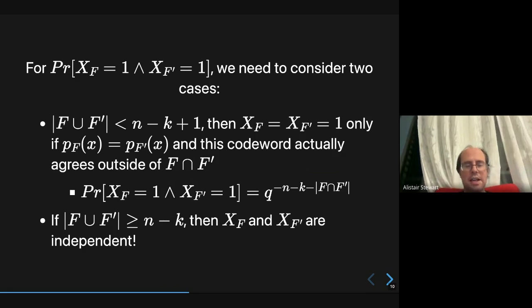But the nice thing here is that if these sets are almost as big, if f is close to n minus k, then the union of almost all of these sets is going to put us over n minus k, and then these two things are independent, which simplifies the analysis a lot.